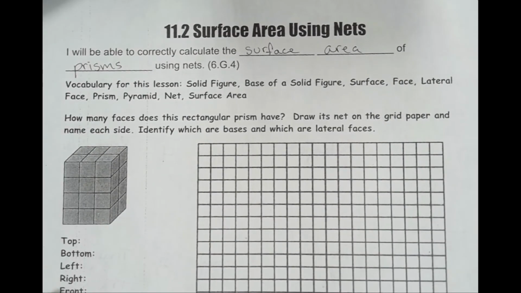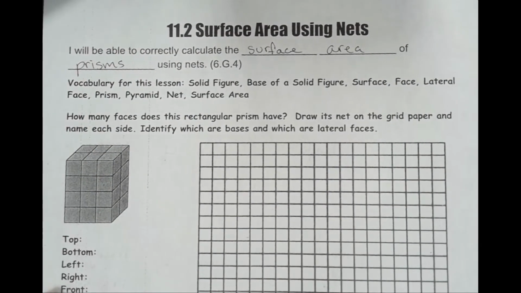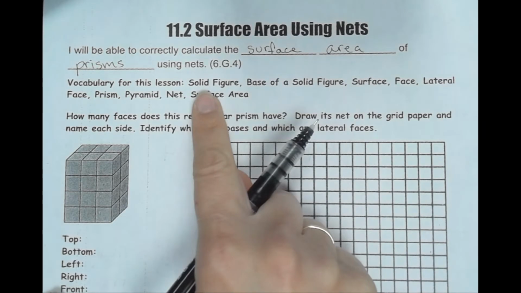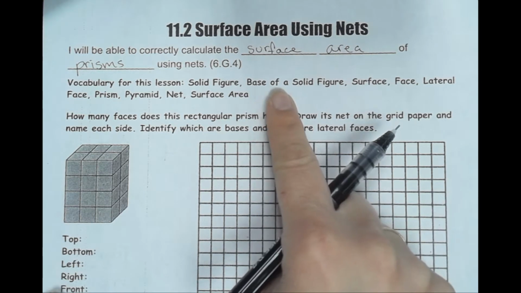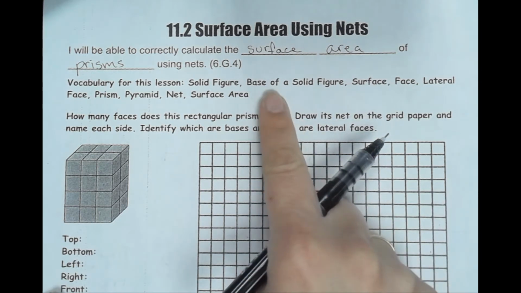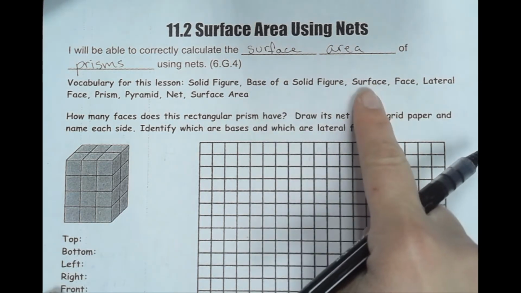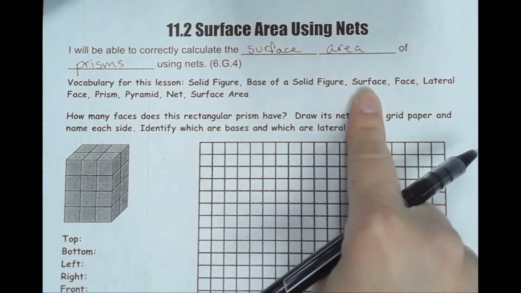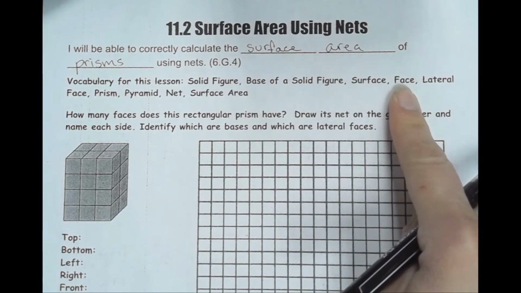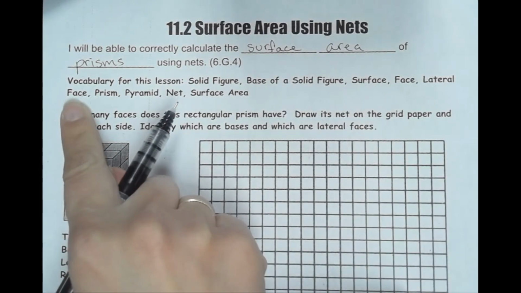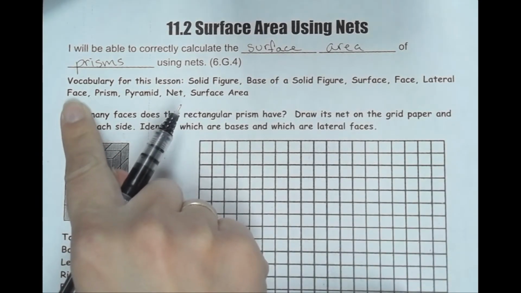We've already done all these in the previous lesson, but we'll do a quick reminder. A solid figure is a three-dimensional figure. It has length, width, and depth. A base of a solid figure is the basic shape. A surface is the flat part on the outside of the figure. Face is any flat side. Lateral face is any face that's not the base.